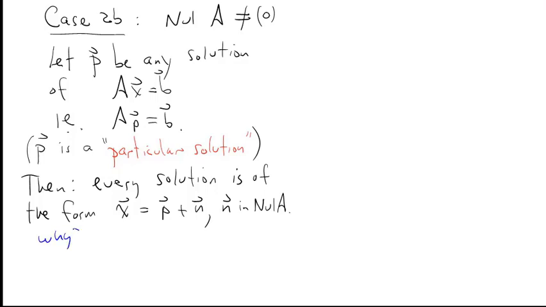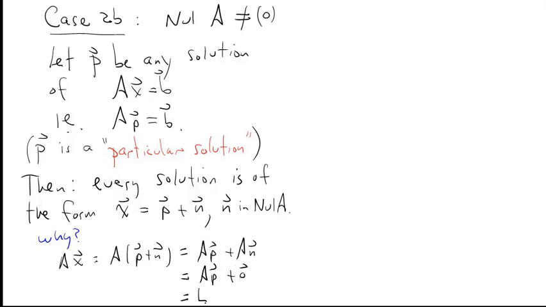To get an idea of why this is true, let's compute A times x, where x is equal to p plus n. Distribute the A and you get Ap plus An, but A times n is equal to 0, so this is just equal to Ap, which is equal to b. Conversely, it's straightforward to show that every solution is of the form p plus n.